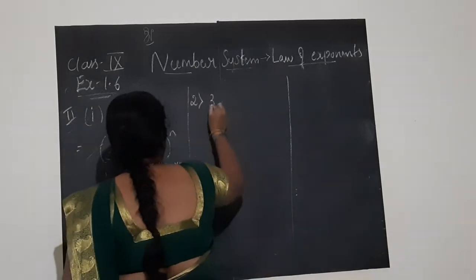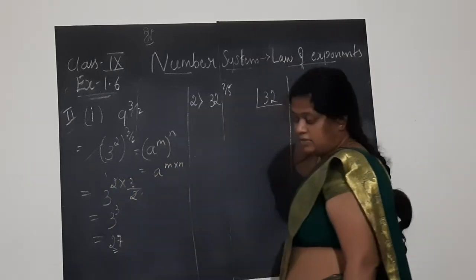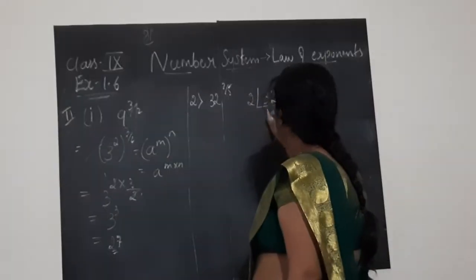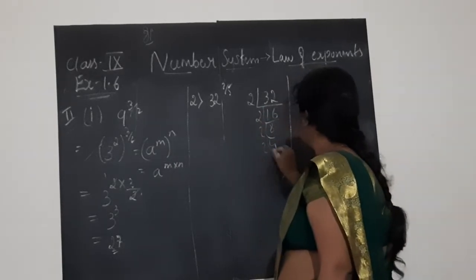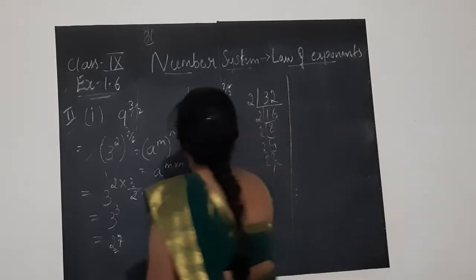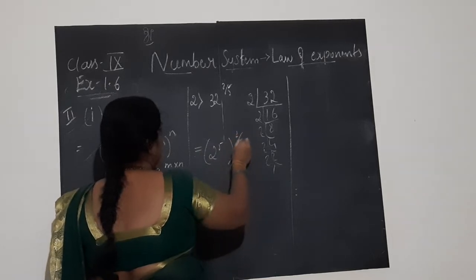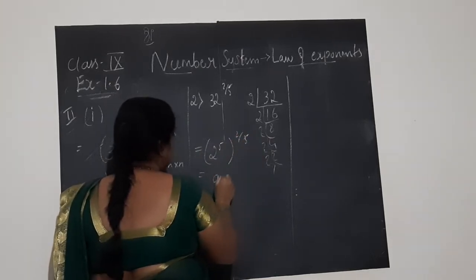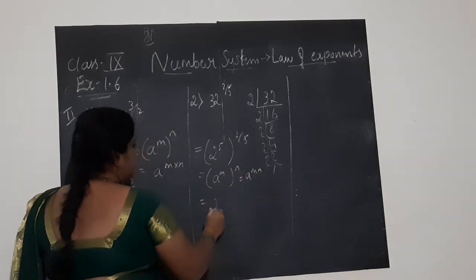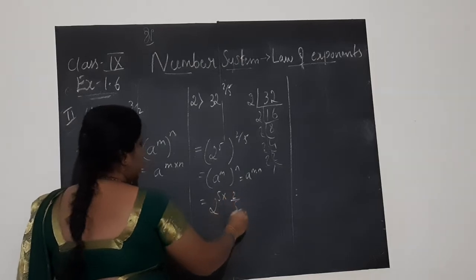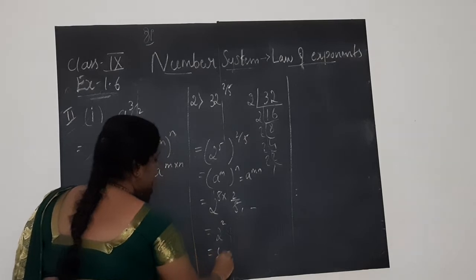Next you have 32 to the power 2 by 5. Just now we did the LCM method for 32. What is it? 2 1s are 2, 2 6s are 12, 2 8s are 16, 2 4s are 8, 2 2s are 4, 2 1s are 2. So 32 I will write as 2 to the power 5 whole to the power 2 by 5, which is again a power m whole power n, which is a to the power mn. So 2 to the power 5 into 2 by 5, the 5s cancel, that is equal to 2 square, which is equal to 4.